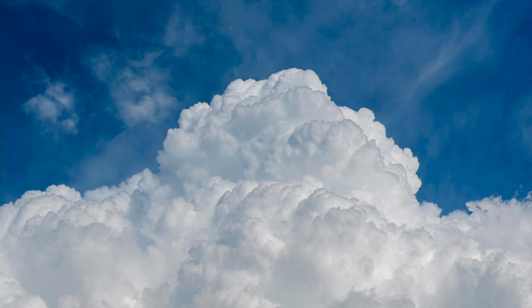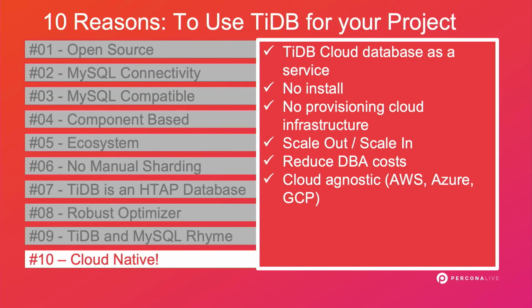So we have a new cloud offering that's out. So if your use case requires a cloud database, a cloud native database, then we've got you covered with that. And it is native. It's a cloud native database. No install, no provisioning of cloud infrastructure. You can scale in, scale out, and in theory, this will help reduce DBA costs because you're not really managing the underpinnings. It's all done magically for you, and it's cloud agnostic. It runs on AWS, Azure, and Google.